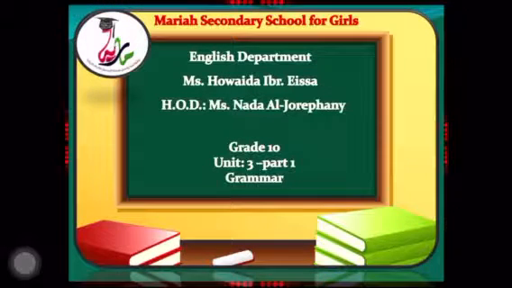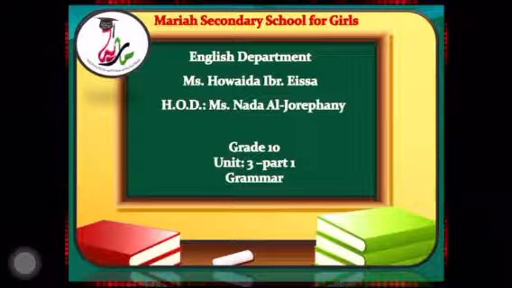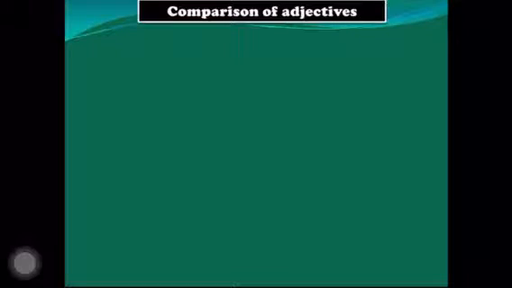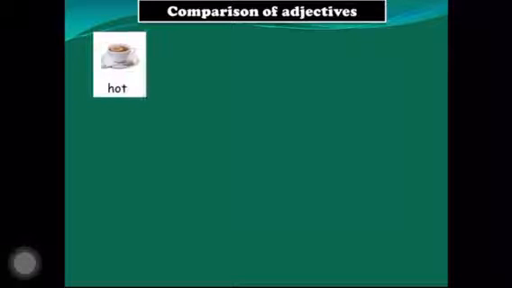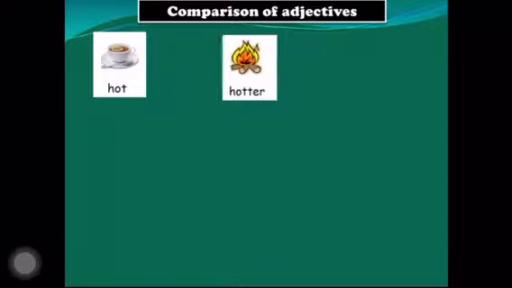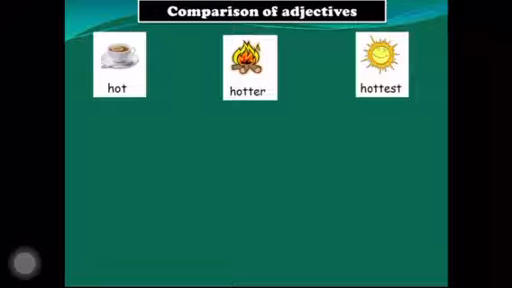Today we're going to tackle Unit 3, Part 1. In this lesson, we are going to tackle the comparison of adjectives. You know, the adjective is a word we use for describing nouns. Look at this cup, it is hot. But the fire is hotter. And the sun is hottest.